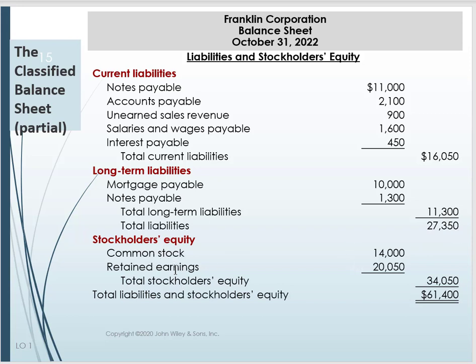Here's our common stock and retained earnings. Total of 34,050, and we add the two together, we end up with our total liabilities and stockholder equity, which has to balance with our total assets, $61,400. So we have purchased $61,400 worth of assets. How did we pay for that? 16,000 came from short-term loans. 11,300 came from long-term loans, and 34,050 came from shareholder investment.